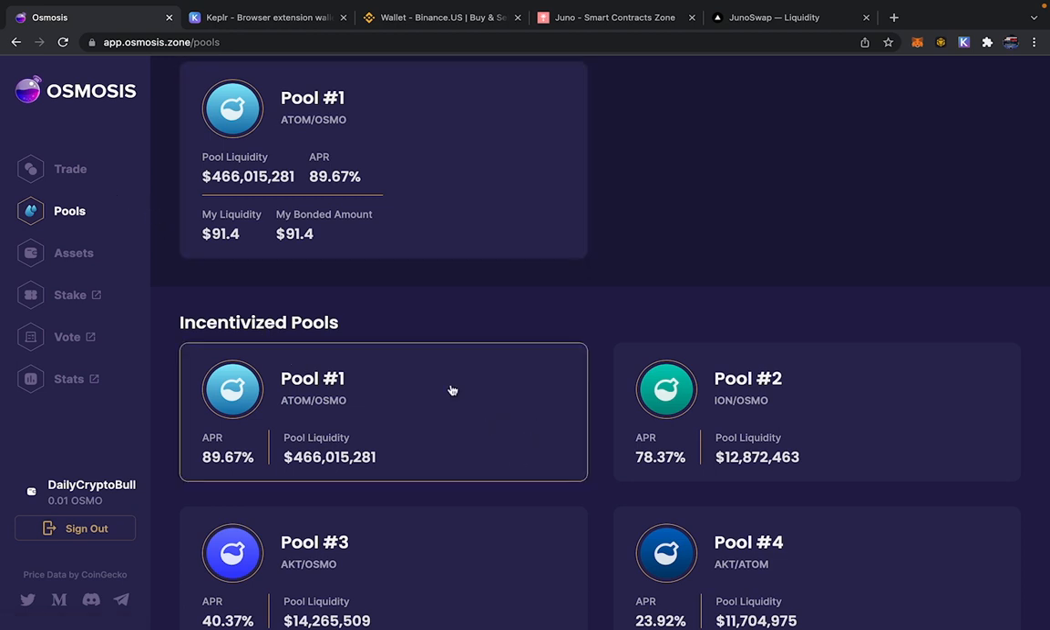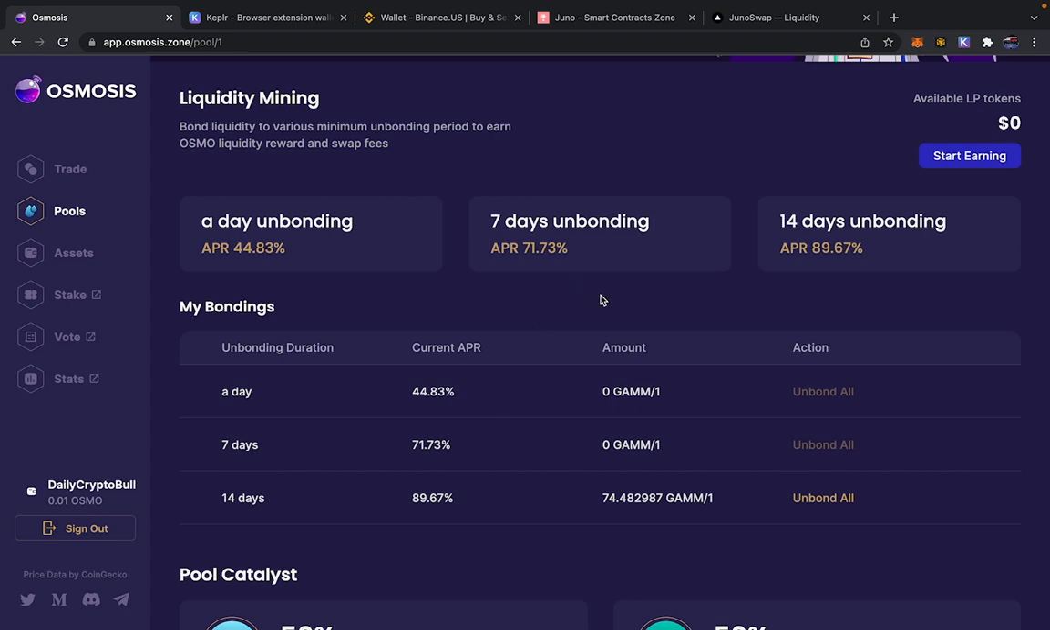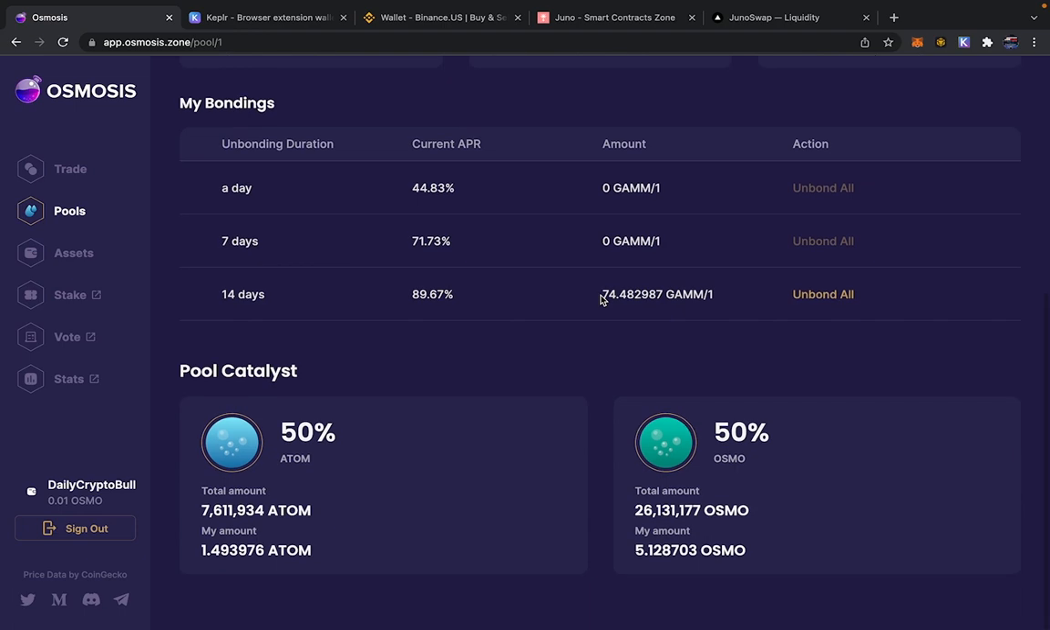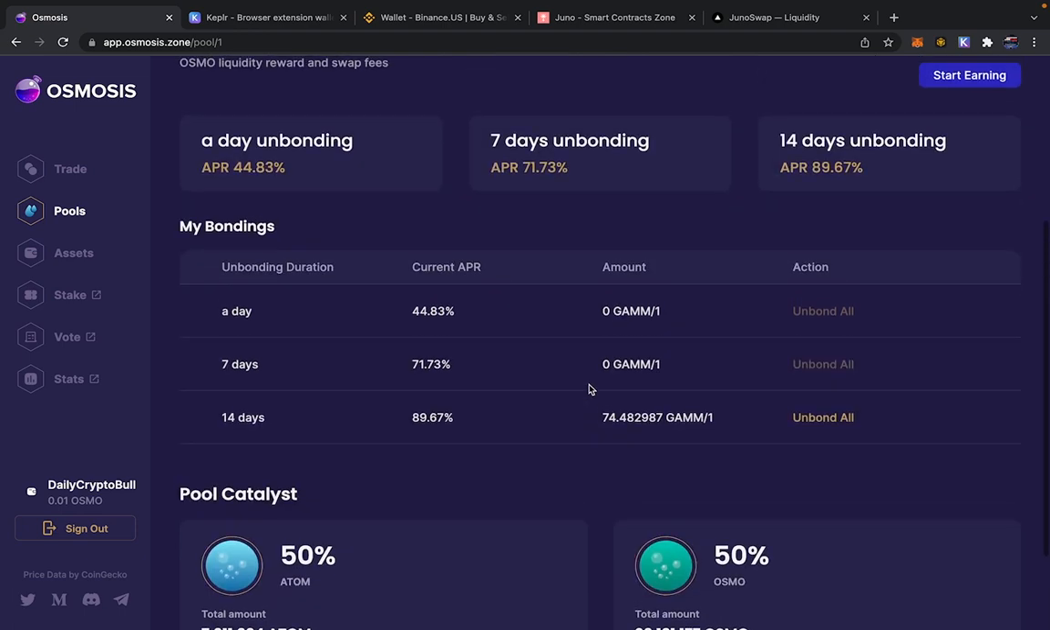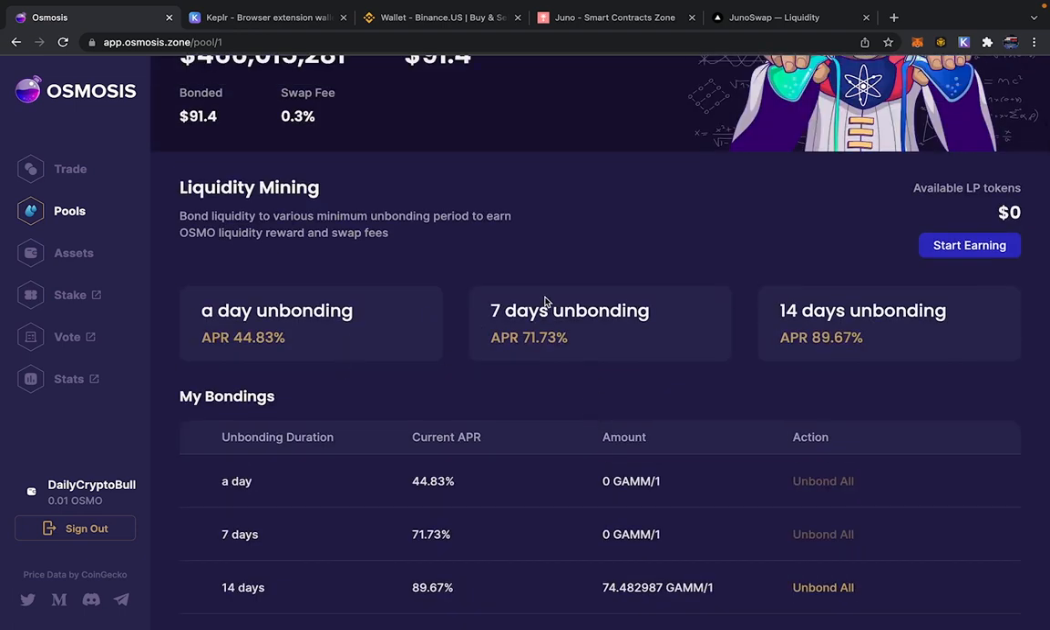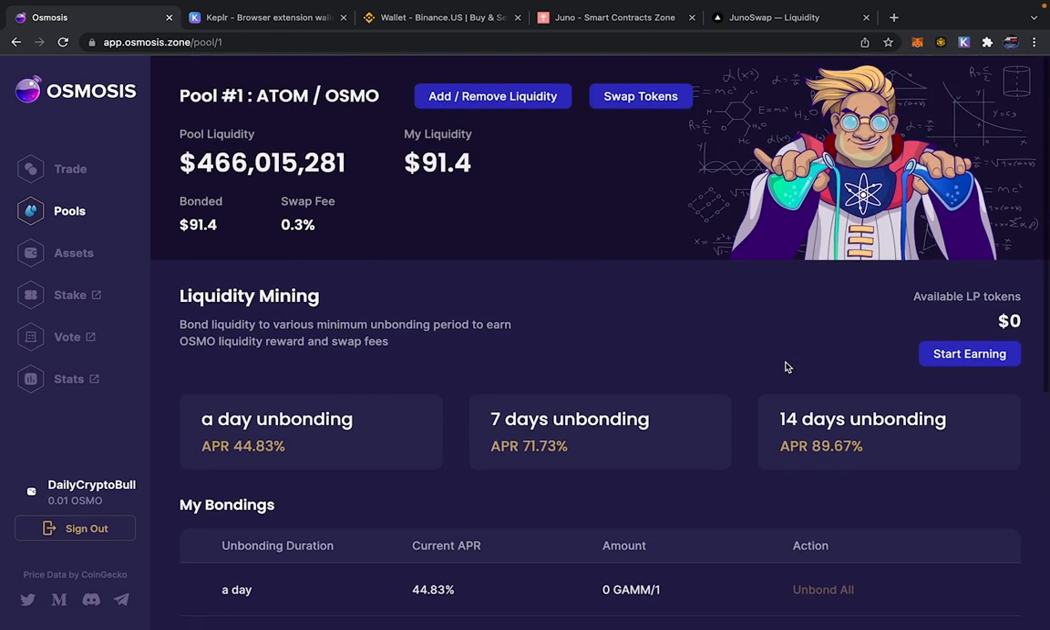So this is obviously the most common pool right here, earning 89%. The Atom Osmo. Osmo is obviously Osmosis's native coin. Pushing $500 million in total value locked in this pool. And what's interesting about this, you have to choose how long you're going to put it in there. Again, I'm putting it in here. I just choose 14 days because why not?